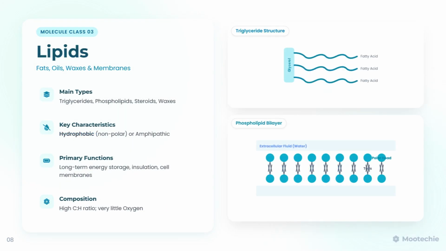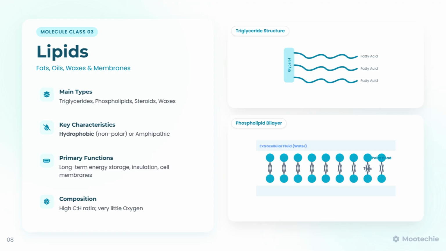Let us now look at molecule class 03. Lipids, which include fats, oils, and waxes, and are crucial for membranes. The main types are triglycerides, phospholipids, steroids, and waxes. A key characteristic is that they are hydrophobic, meaning they don't mix with water.